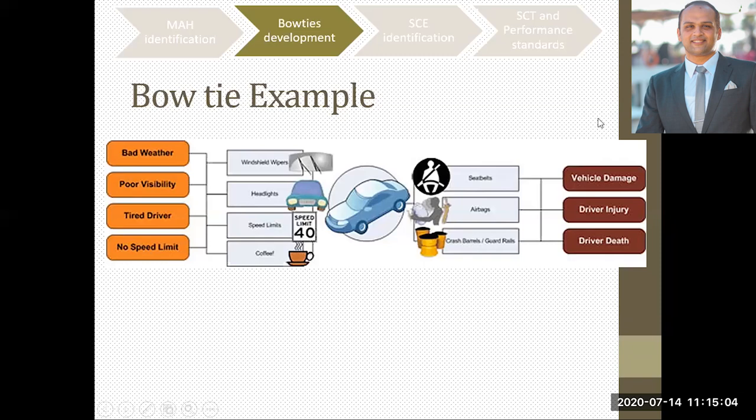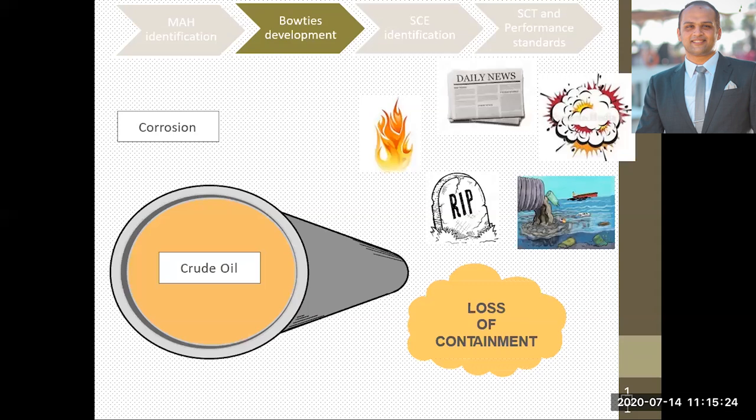This is simply what is meant by bow ties, to identify each element of an incident: the consequence, the hazard, top event, threat, and the barriers. In this case, let's think together, what is the threat?